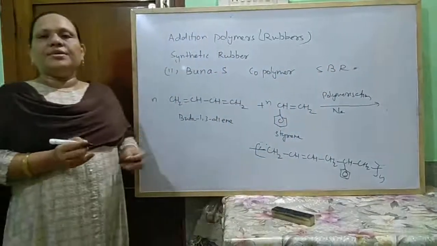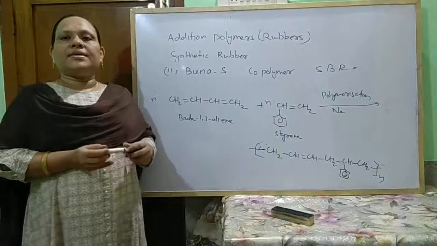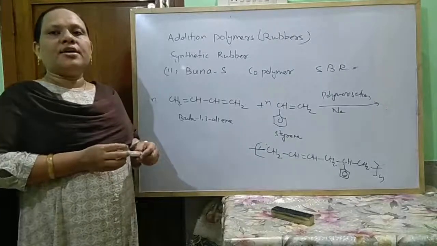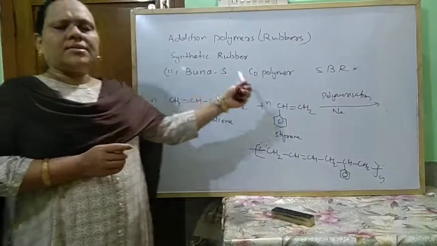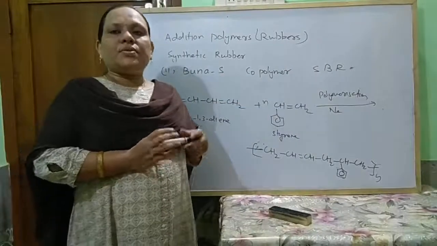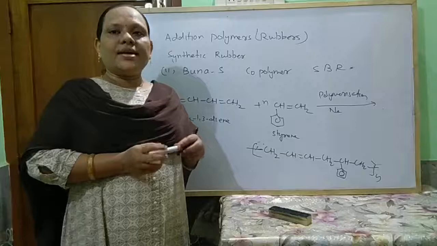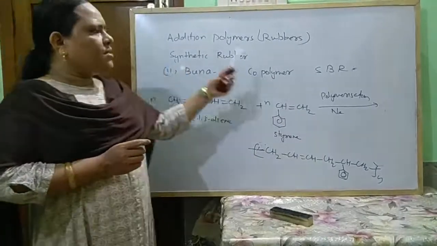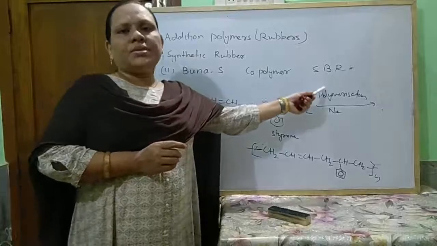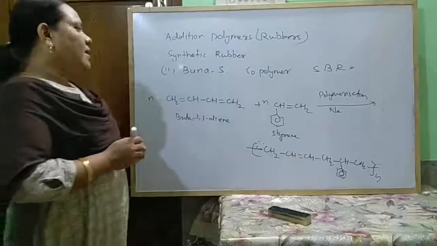This is generally used for the manufacture of tires for automobiles. It's generally used for different hoses and floor tiles, rubber slides, etc. So these are used for making tubes and tires for automobiles.